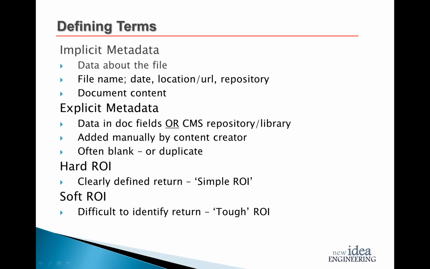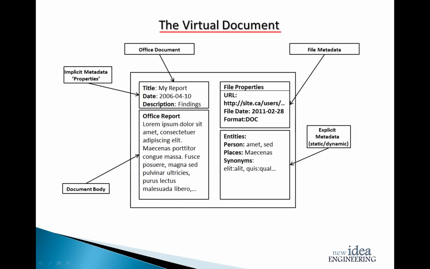So let's begin looking at some terms I want to go through. I talk about implicit metadata and explicit metadata. The implicit metadata is really the data about the file. Let me go to the next slide to show that. Basically, what the search engine indexes, and you may have seen this a couple of months ago in one of our talks, is what I call the virtual document, not just the contents of the file, but it's got some implicit metadata: the title of your report, the date, the file name, the URL, or the directory path. That's all implicit metadata that gives you some clues about what the document is about.